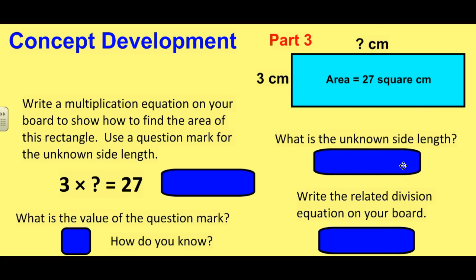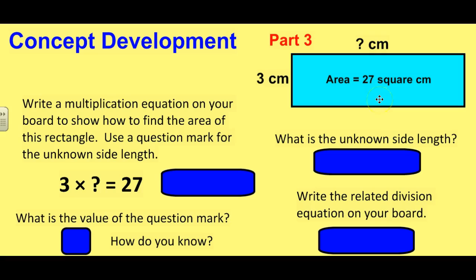So the way that we have to think of this now is what can you multiply 3 by to get 27? And that's where division comes in play. And we have to think of a division equation. So now I want you to write the related division equation on your board that would go with this. And I want you to use a question mark for what the unknown side length is.